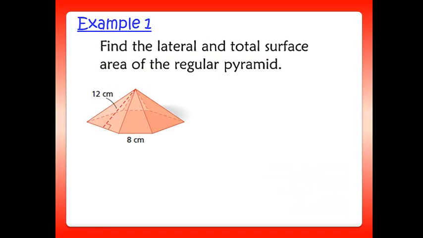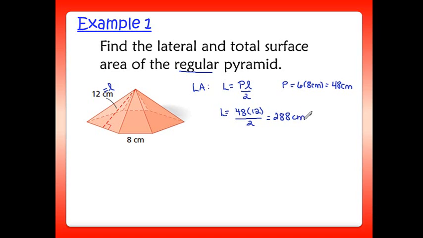Example 1 says to find the lateral and total surface area of the regular pyramid. Let's go ahead and start with the lateral area. I'm going to label that as LA, so I know we're talking about lateral area. And the formula is the perimeter times the slant height divided by 2. I can see that the base of this pyramid is a hexagon with 6 sides, and I know that it's a regular pyramid, so all of those sides are congruent. So the perimeter of that base is going to be 48 centimeters. And they give me the slant height, so I can find the lateral area using that formula, 48 times 12 divided by 2. And we get 288 square centimeters.